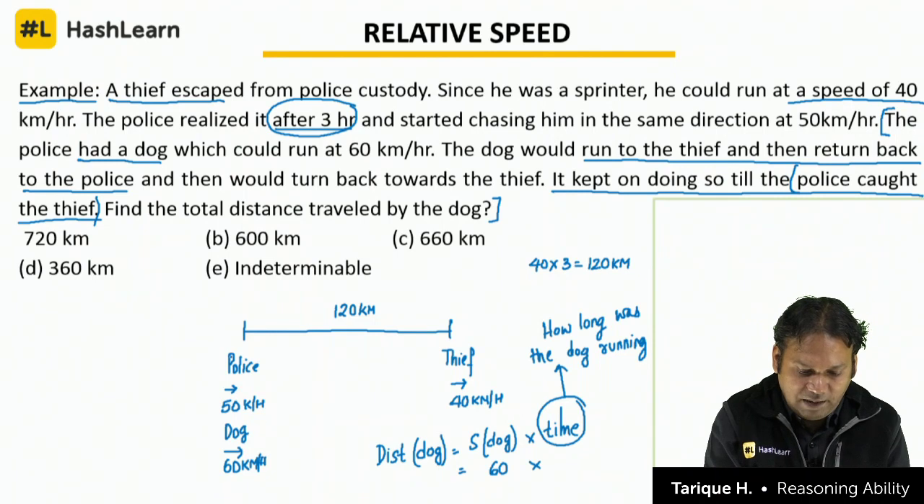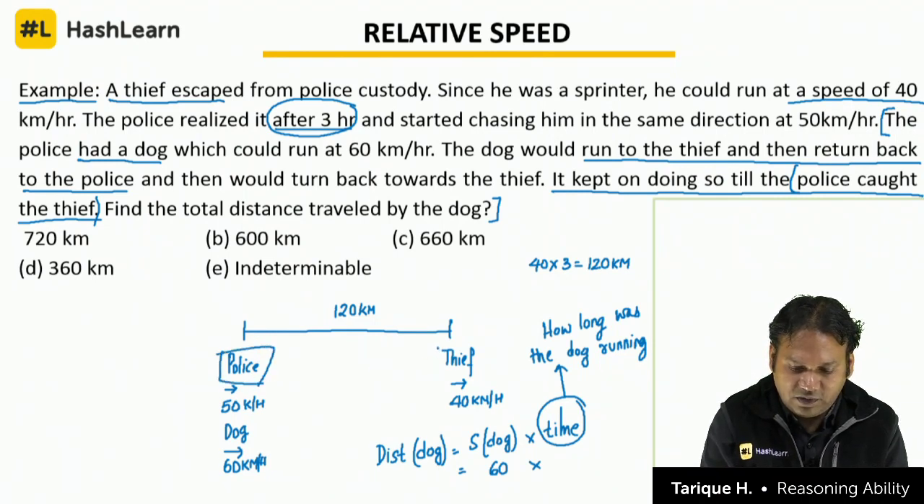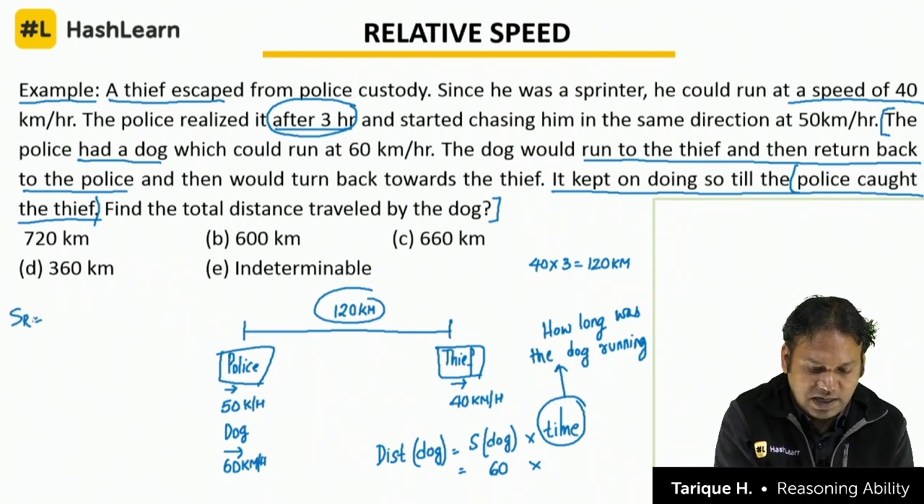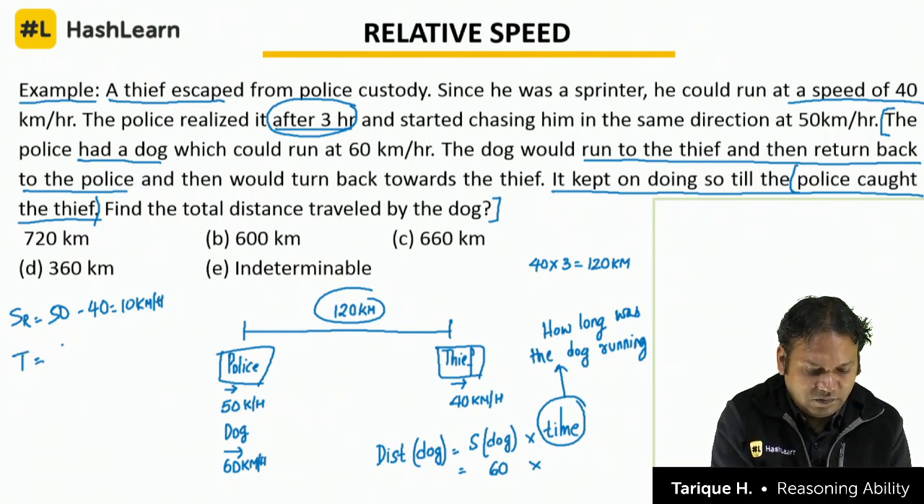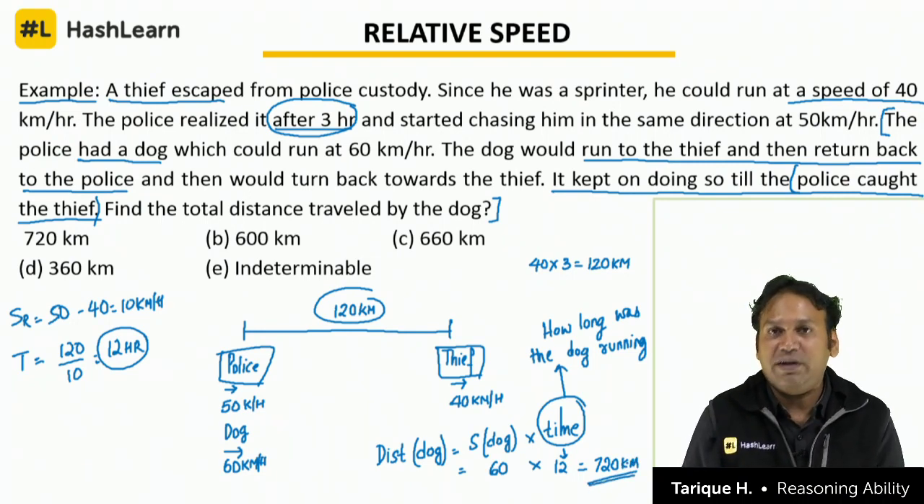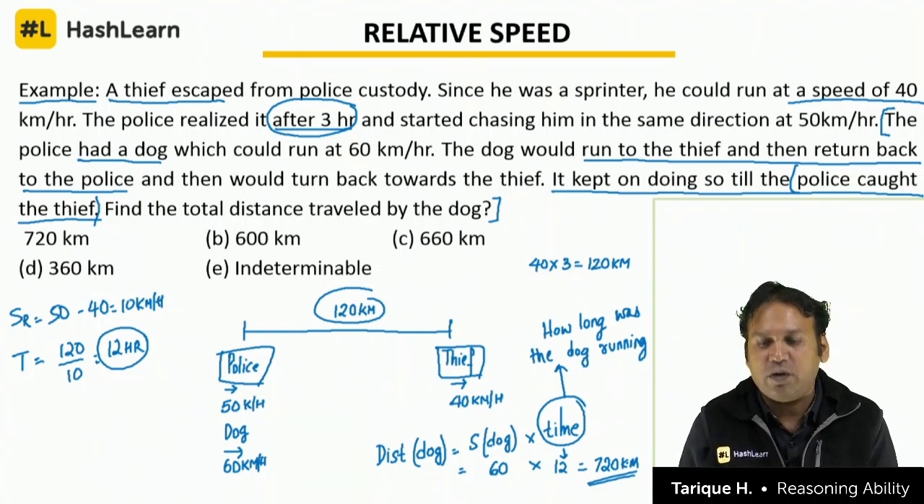The gap between the police and the thief is 120 kilometers. Relative speed between the police and the thief is 50 minus 40, 10 kilometers per hour. So how much time will the police take to catch the thief? 120 by 10, 12 hours. Correct, this 12 hours will come here in the place of time, and 12 into 60 is 720 kilometers. So dog ने काफी दौड़ लगाई है, 720 kilometers is the total distance covered by the dog.